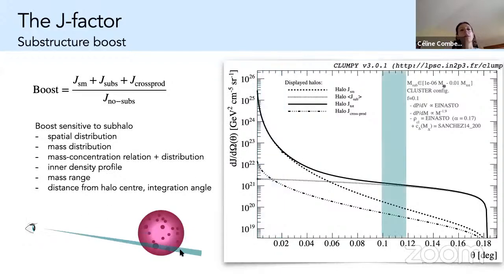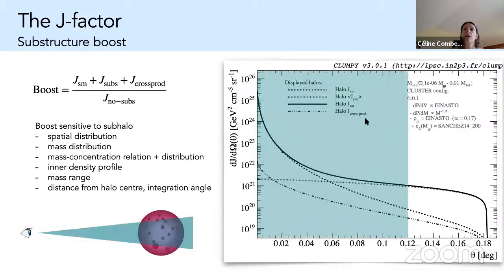However, if I'm looking a bit outside the central region, this time the smooth has decreased, but the substructure are starting to kick in, and so I will expect a boost from the substructure here. Similarly, if I'm using a large integration angle, the boost from substructure will play a role. But if I only look in the center, there's no real need to include substructure in your modeling.